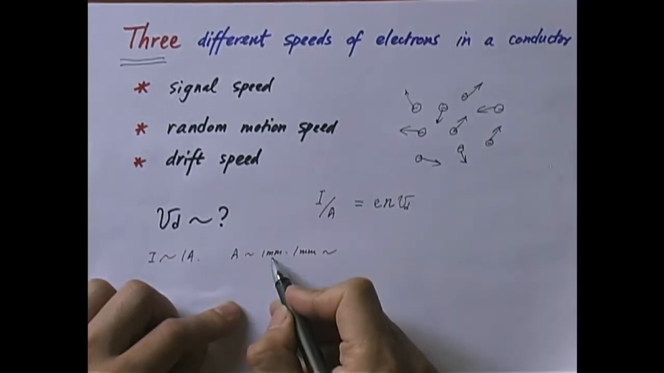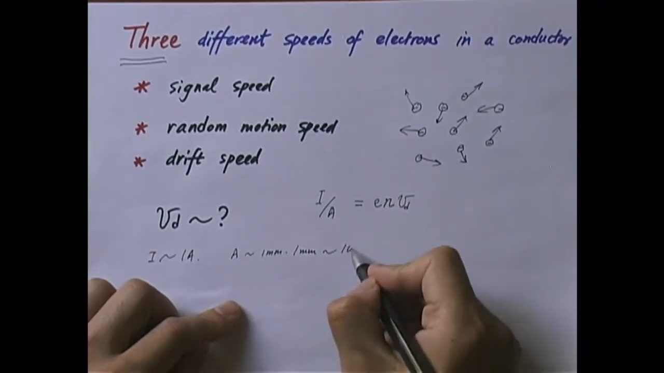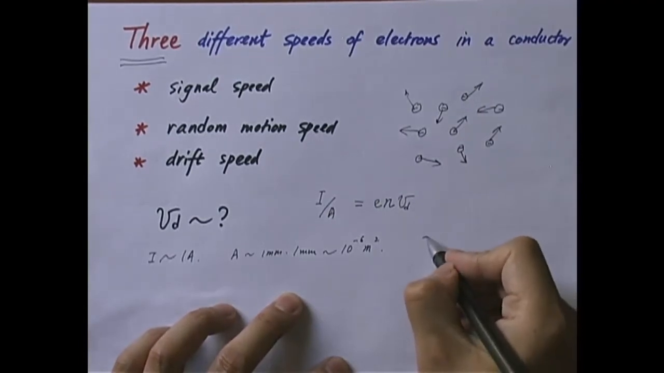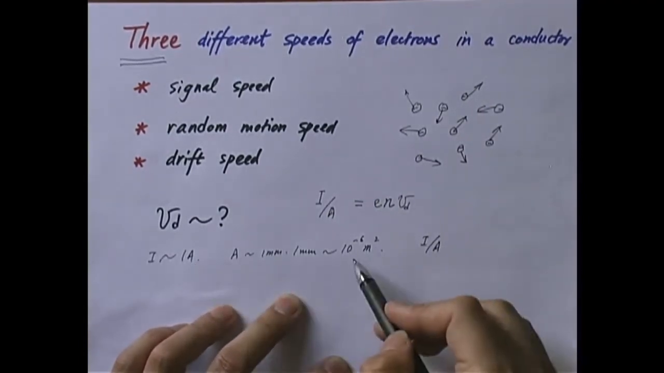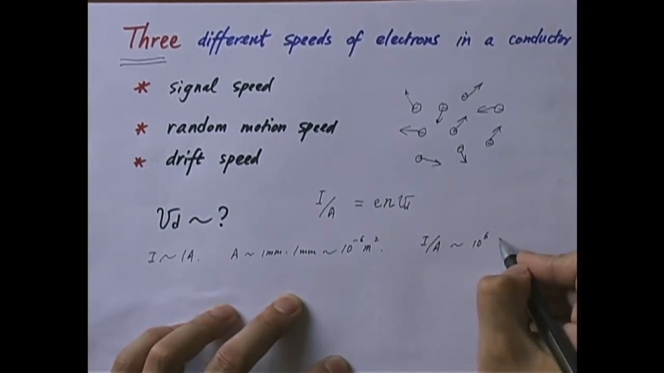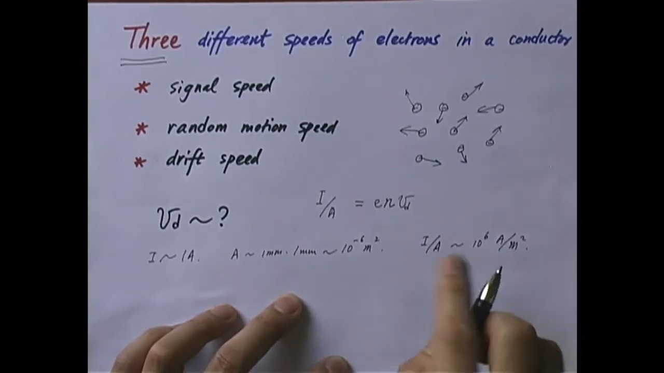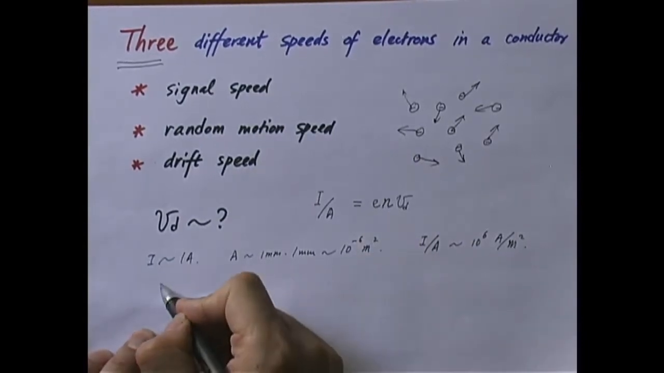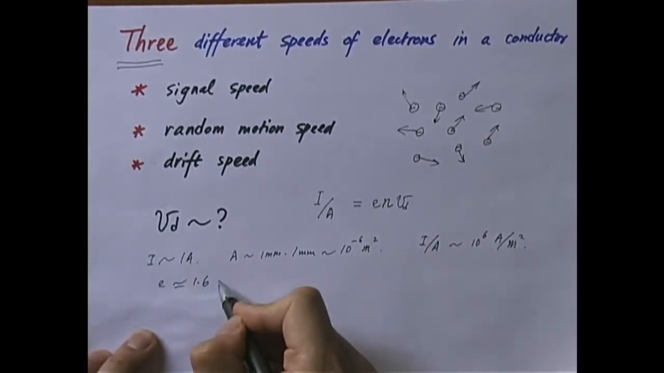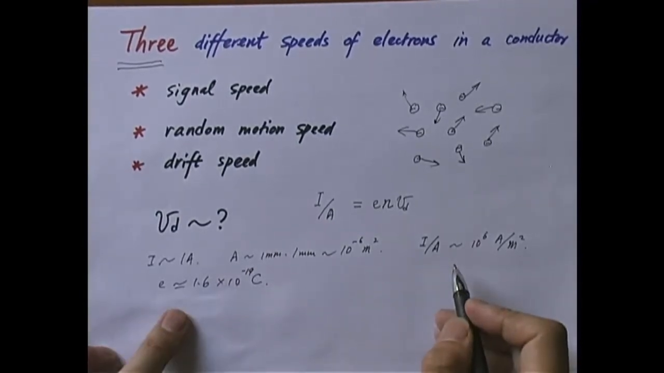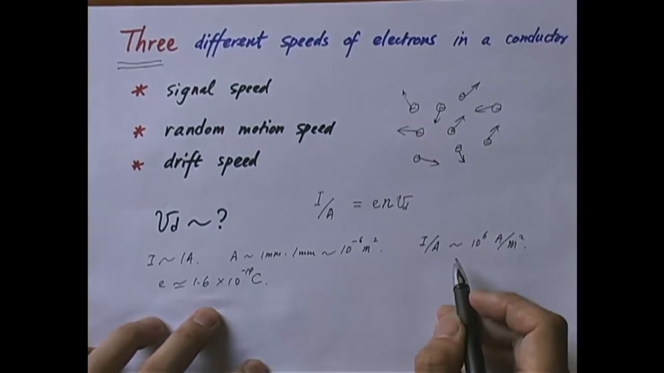1 millimeter is 10 to the negative 3 meters, so we're looking at 10 to the negative 6 meters squared. So I over A, the current density, is about 10 to the 6 amps per meter squared. That is the current density, J. All right, let's write down e. We know what e is. e is about 1.6 times 10 to the negative 19 coulomb. That's the elementary charge carried by each electron.